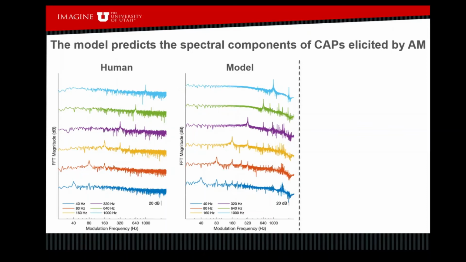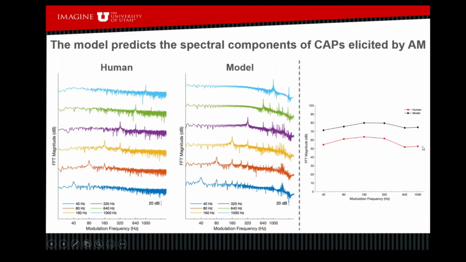This tells us that the model captures well the morphology of the CAPs observed in the time domain. We have a plot of the spectral magnitude of the model and the human CAPs at each modulation frequency. Like the human CAP, the model predicts a robust phase locking across a wide range of modulation frequencies, where the largest magnitude occurs at around 160 Hz, and then slightly declines at higher frequencies.